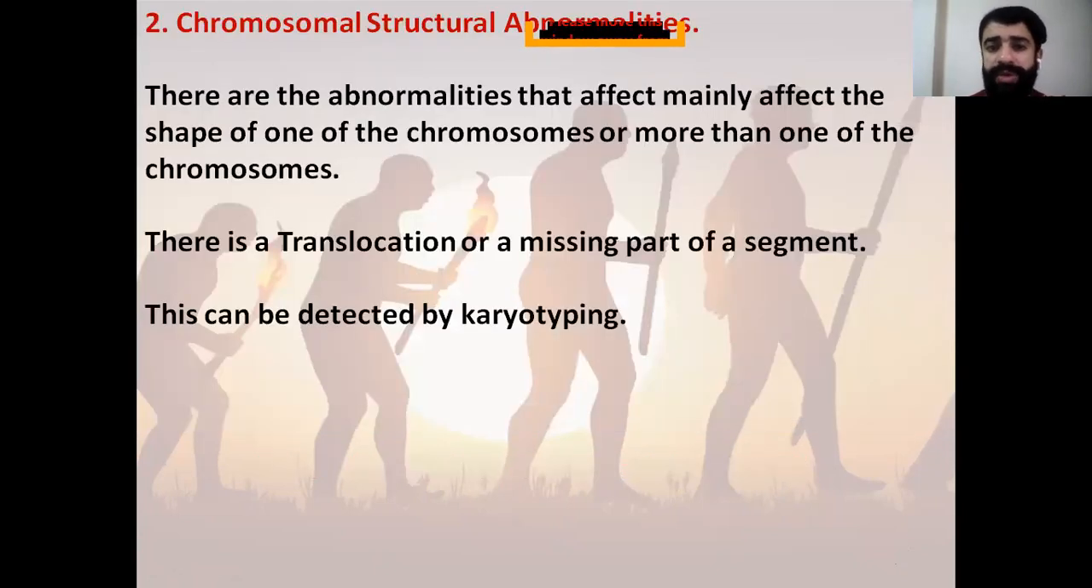Also, we have chromosomal structural abnormality. It affects the shape of the chromosome, or more than one of the chromosomes. It's a translocation or a missing part. So we have translocation, where it's translocated from one pair to another pair, or it's a deletion, a missing of one of the parts of the chromosome. This can be detected, as I said, by karyotyping.